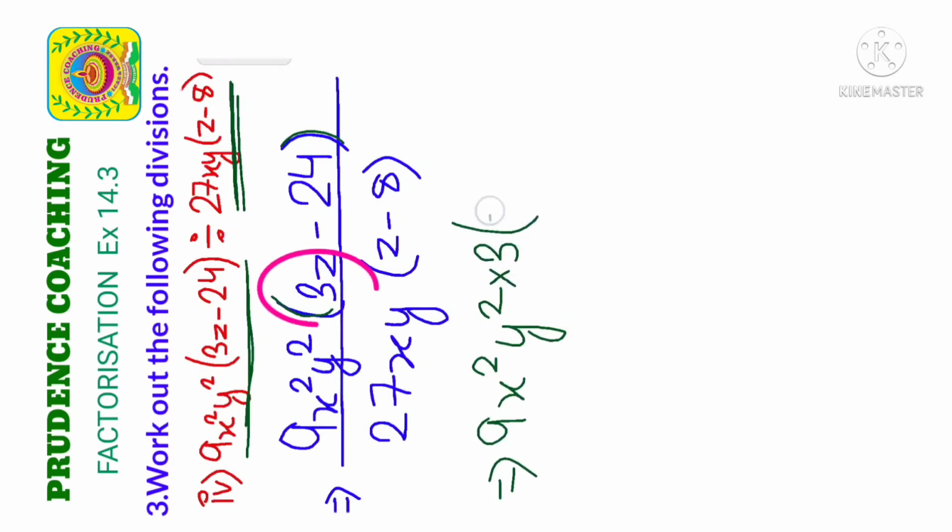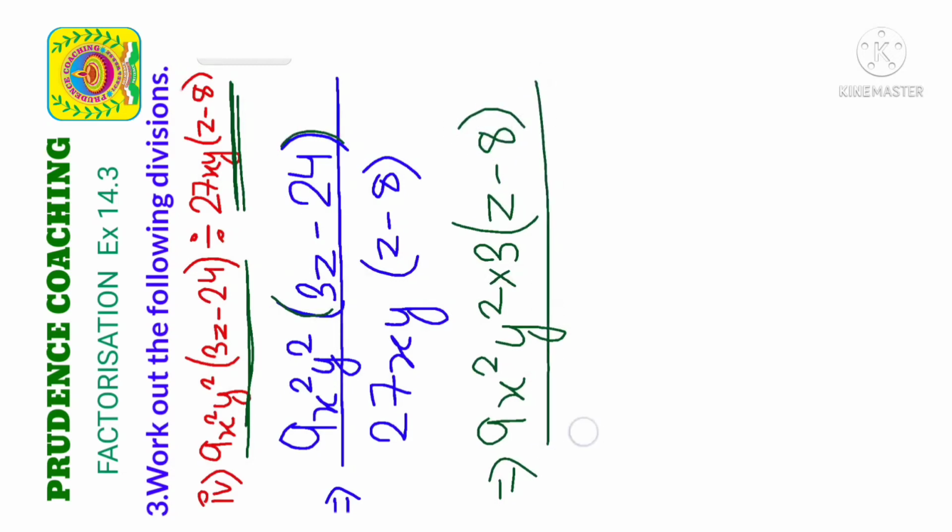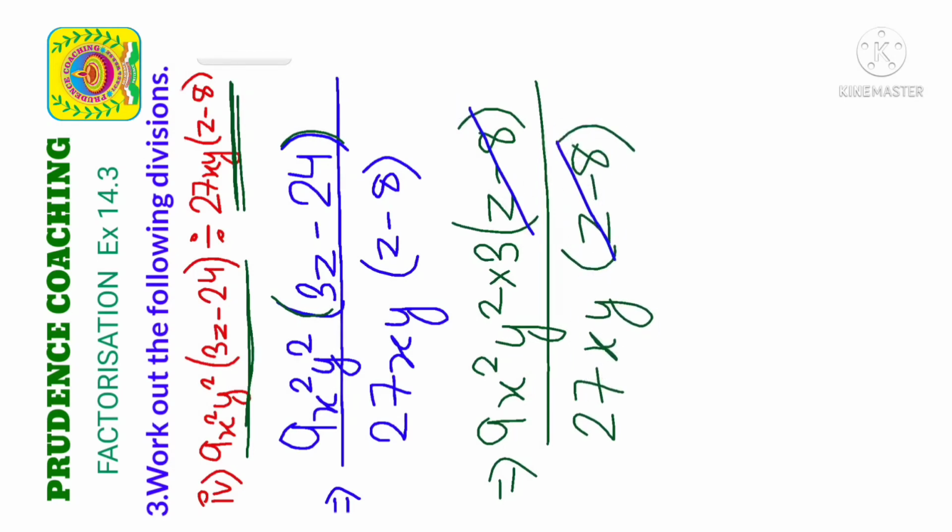So if we take 3 from the first term, we will be left with z minus 3 8s are 24. You have taken 3. So 8 will be left over here. Now it will be divided by 27xy z minus 8. Now this z minus 8 and this z minus 8 will get cancelled. Here 9 3s are 27 and this 27 will get cancelled. Here we have 2x and this x will be cancelled. Here we have 2y and this y will be cancelled. So our final answer will be xy, that is x into y in the numerator divided by 1. So this is our final answer.